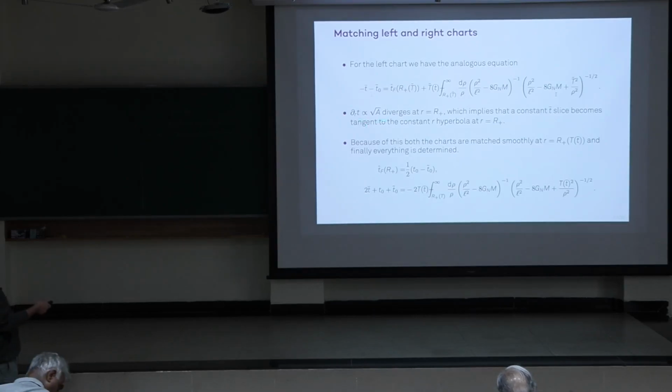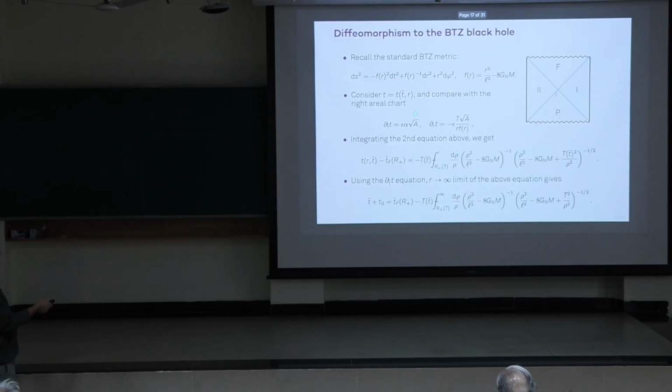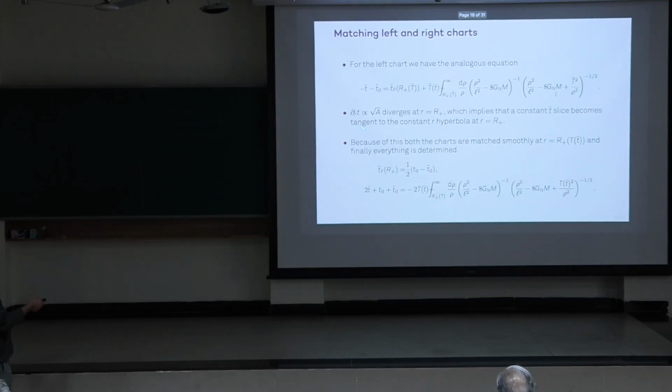So one point to note before I actually do the matching is that this equation tells me that it's proportional to root a, so that also diverges at r equal to r plus, which implies that a constant t bar slice becomes tangent to a constant r hyperbola at r equal to r plus. This happens for both the left and right chart. So now when I match the two charts at r equal to r plus, not only do I ensure continuity, I also ensure smoothness, at least the first derivative. And matching eventually determines everything. T of t bar gets determined through this equation.